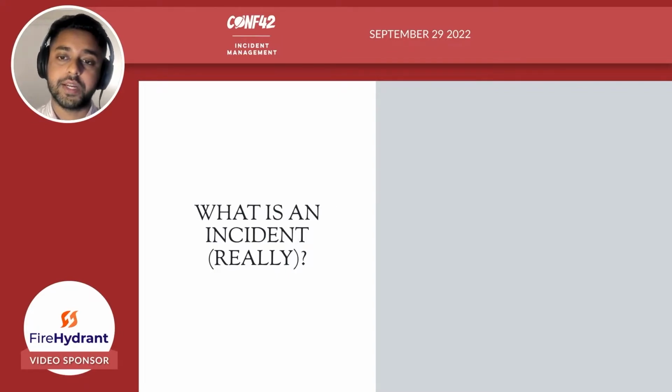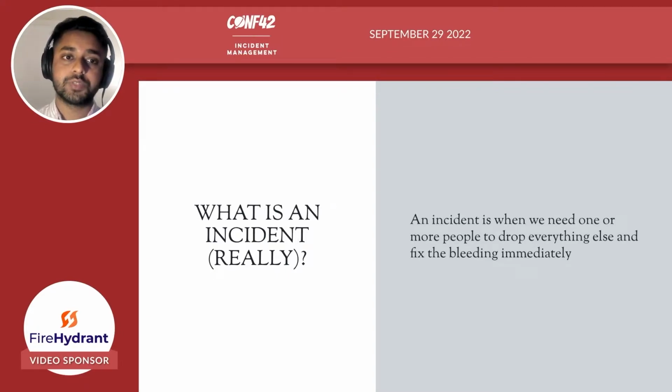So here's how I define an incident. I say an incident is when we need one or more people to stop everything else that they're doing and come help us fix the bleeding immediately. This is also what differentiates an incident from a bug, which typically will also have an SLA for response and may be treated urgently as well. But for instance, a bug may only require a response during business hours, and typically only from the team that owns the component that is facing the bug.